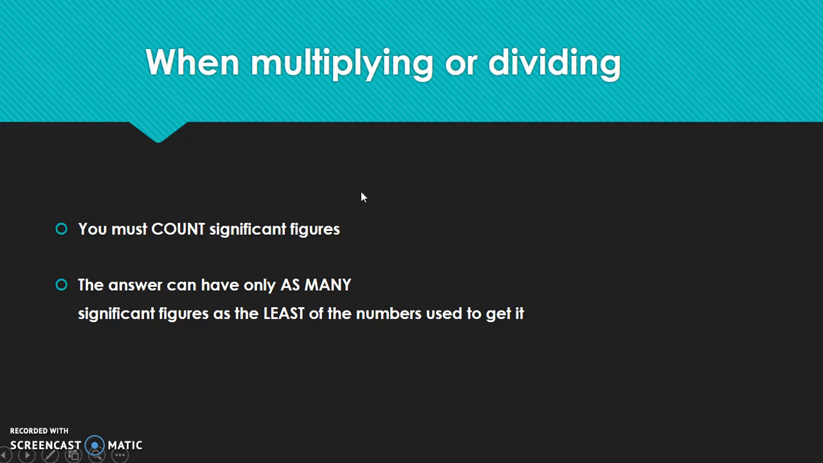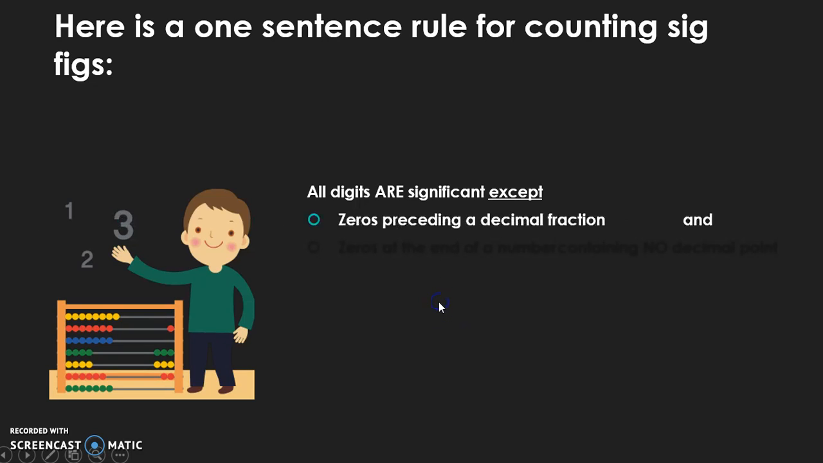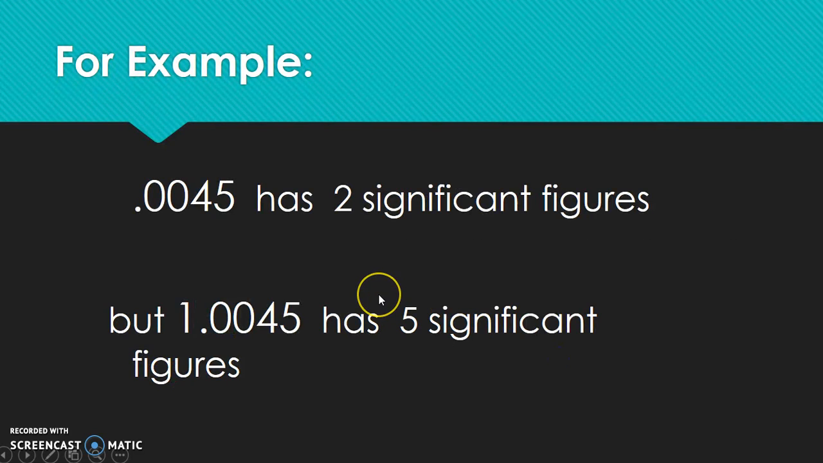Remember, when multiplying or dividing, you must count significant figures. The answer can have only as many significant figures as the least of the numbers used to get it. A lot of you guys apply this rule to both addition and subtraction and multiplying and dividing. So remember, this is just for multiplication and division. So here's a one sentence rule for counting sig figs. Remember that all digits are significant except zeros preceding a decimal fraction and zeros at the end of a number containing no decimal point. So here are some examples on how to count significant figures.